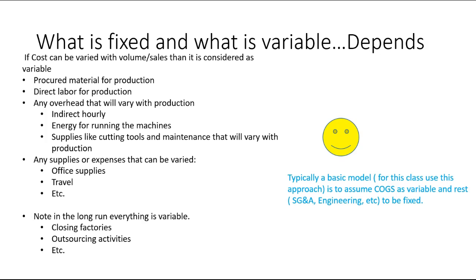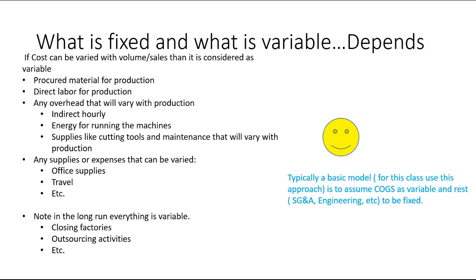Any overhead related costs, depending on the size of the company, they may try to break out between fixed and variable. For example, anything that is typically considered indirect hourly. An example of indirect hourly would be somebody responsible for moving the material from the storage to the factory and back. One can consider that if you are going to make less production, you will need fewer people to move things around. So sometimes some indirect hourly may be considered variable. Energy for running the machines can be considered variable. Obviously, the more you run the machines, if you have more products to make, the more you're going to run the machines. So quantity will drive the energy cost.